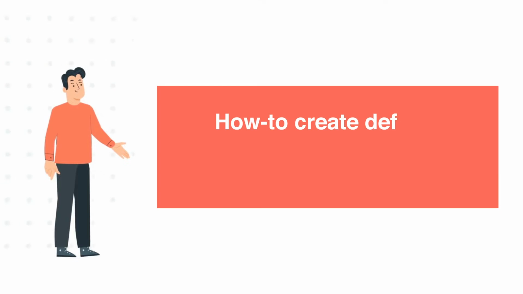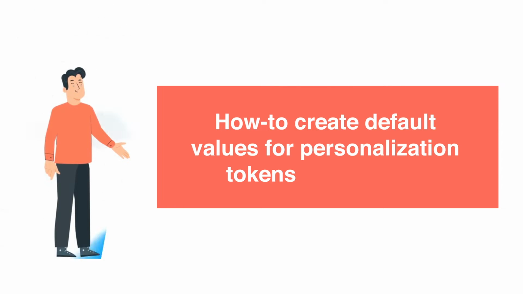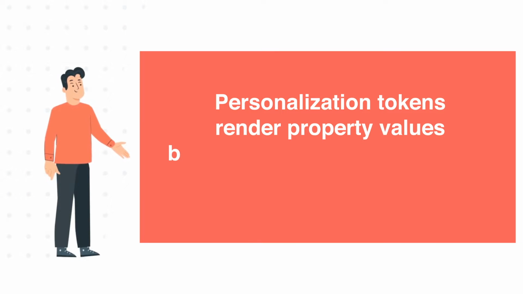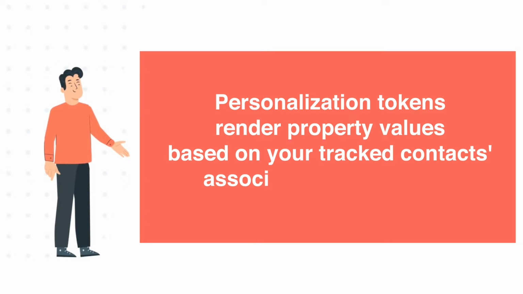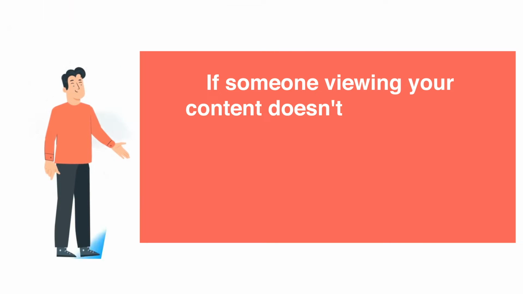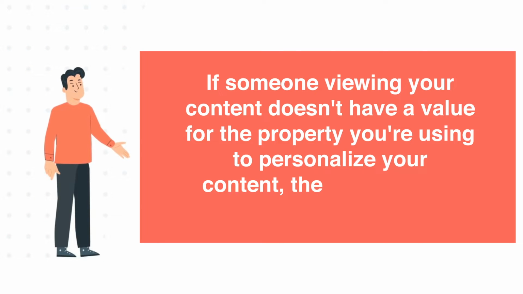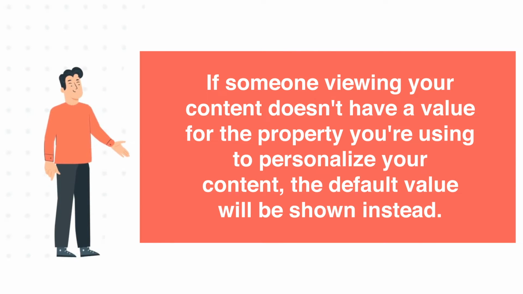How to create default values for personalization tokens in HubSpot. Personalization tokens render property values based on your tracked contact's associated CRM records. If someone viewing your content doesn't have a value for the property you're using to personalize your content, the default value will be shown instead. In this tutorial, we will show you how you can create default values for personalization tokens.